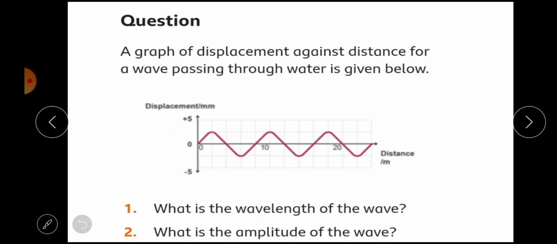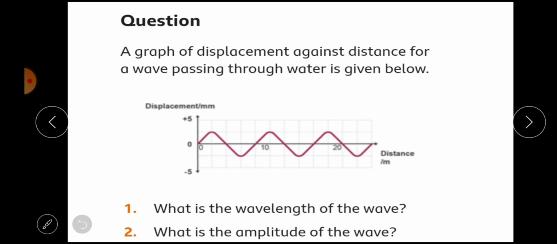Okay. So another question: a graph of displacement against distance for a wave passing through water is given below. What is the wavelength of the wave? Let us look at this diagram. So here we have a diagram. We want to find the wavelength of this wave.